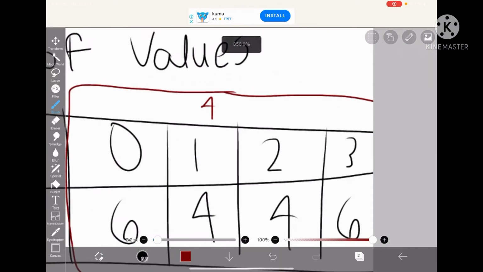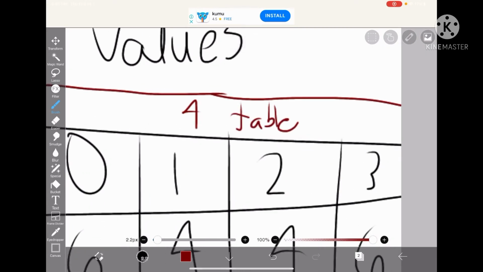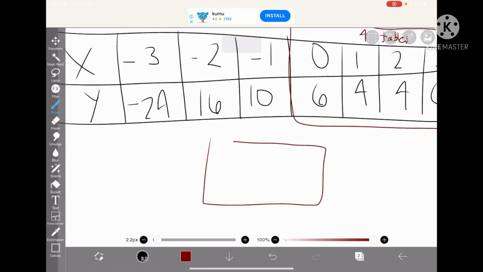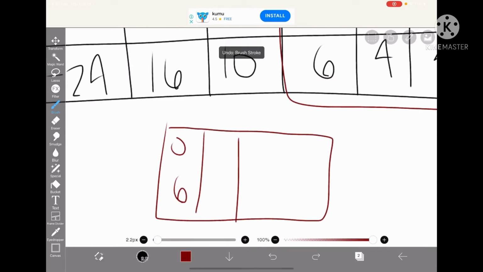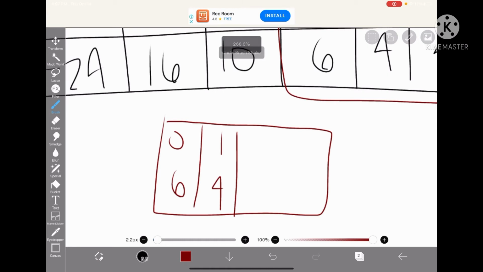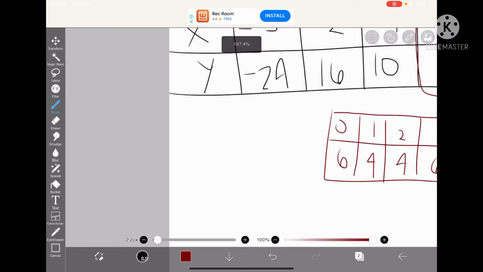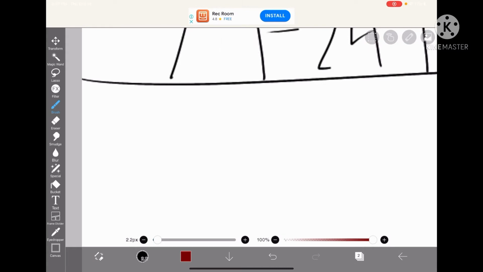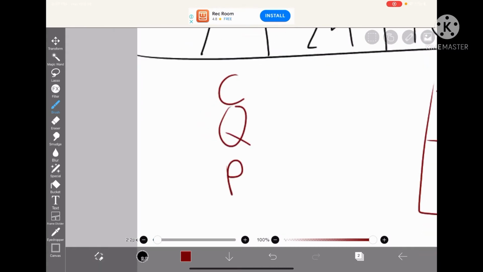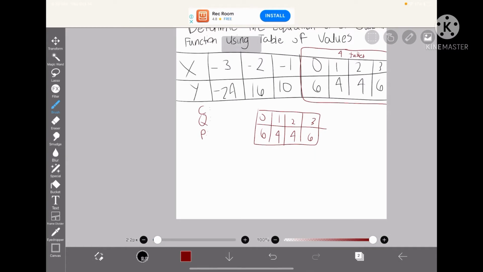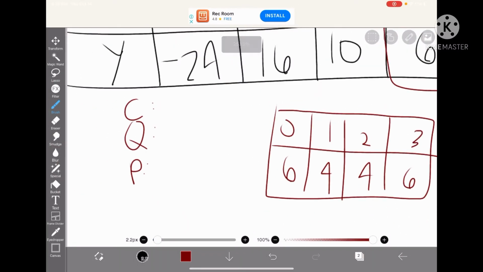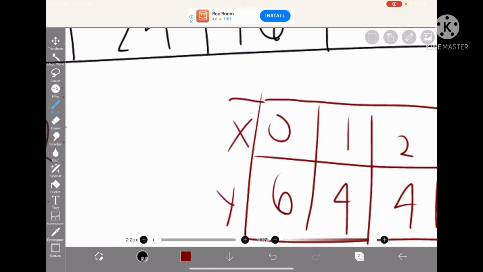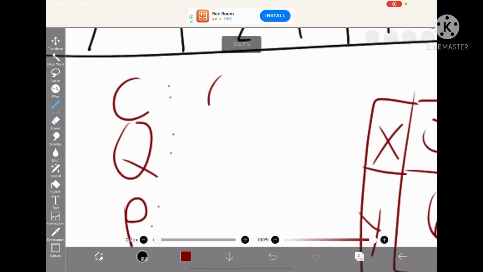Basically, the 4 tables here. Let's create a new one, so it will be less confusing. So we have 0 and 6, 1 and 4, 2 and 4, 3 and 6. And next, we're going to identify the values of C, Q, and P. Our value for C is the y-intercept, so it will become 6.